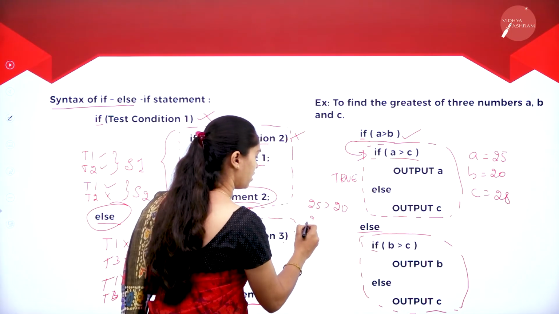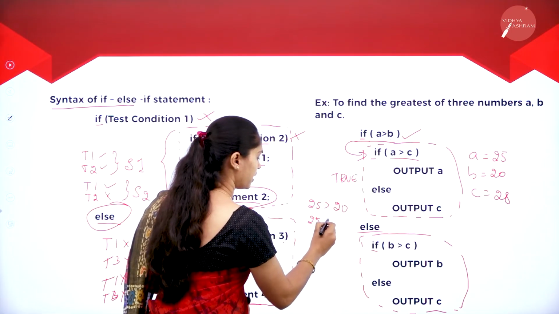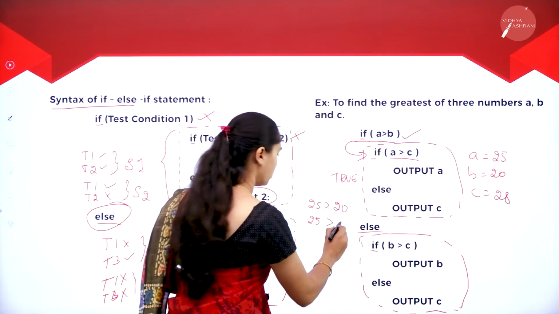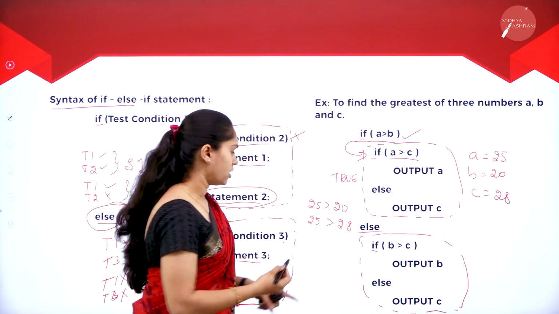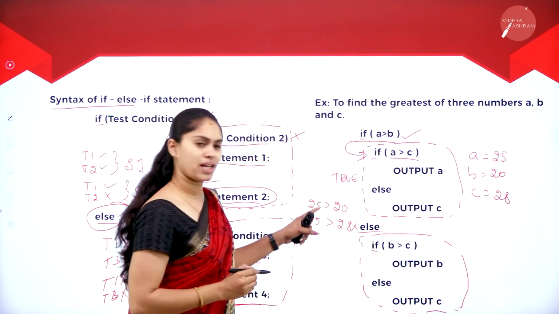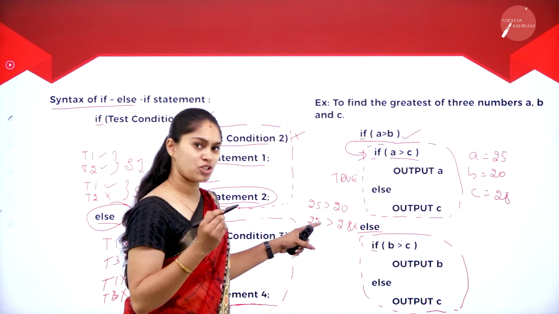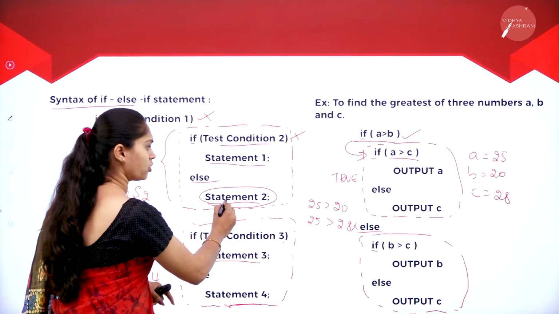Let me check. 25 is the A value. Here, 25 is greater than what is the C value? I am taking 28. Is 25 greater than 28? No. This test condition 2 becomes false. If the test condition 2 becomes false, then statement 2 is going to execute.